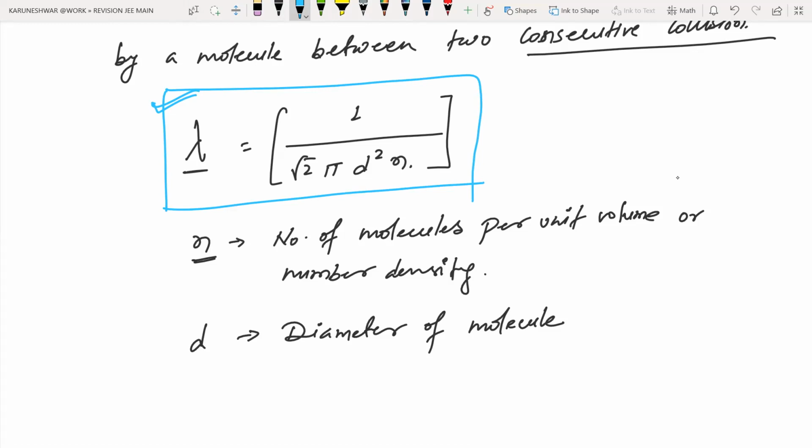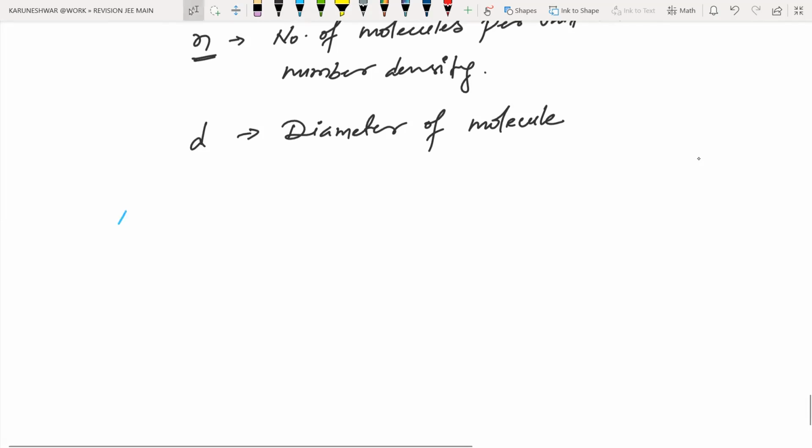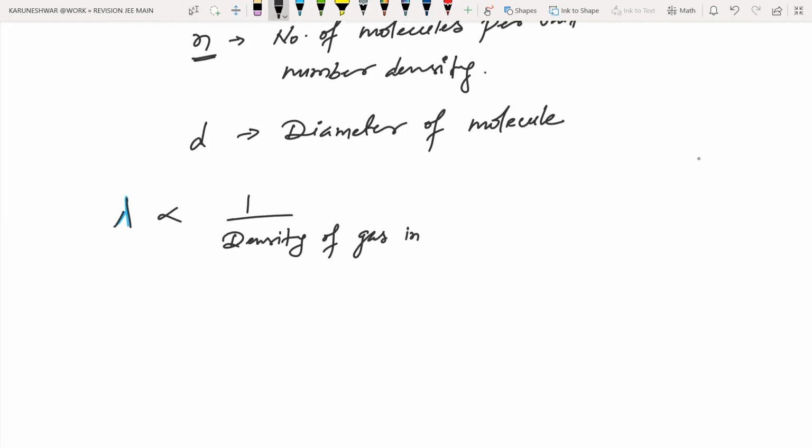Here you can see that this is inversely proportional to the density of gas closed inside the container. So lambda is inversely proportional to the density of gas in a closed container. This you need to remember, that whenever lambda is there, it will be inversely proportional to the density over there.